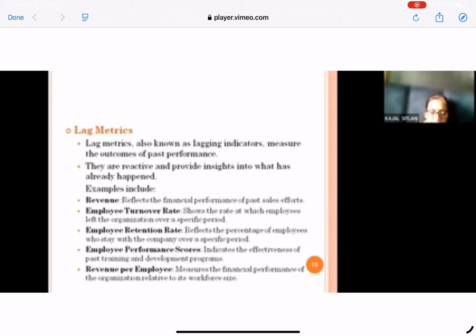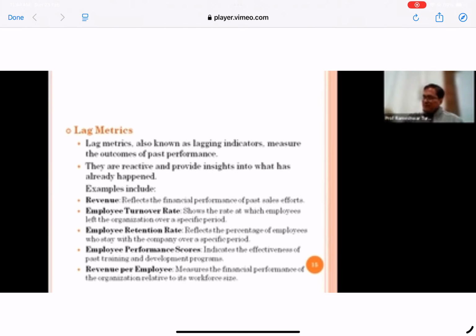A lag metric can have some overlap with impact metrics. Lag metrics also like to check the outcome. Impact metrics also like to check outcome. But impact metrics is more bothered about a particular initiative, say impact of training and development, impact of wellness programs. Lag metrics is a little bit broader term.